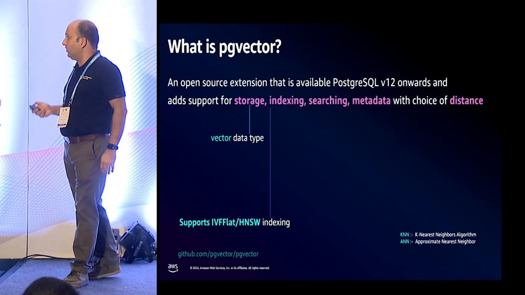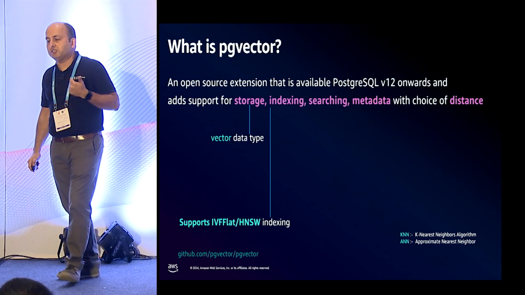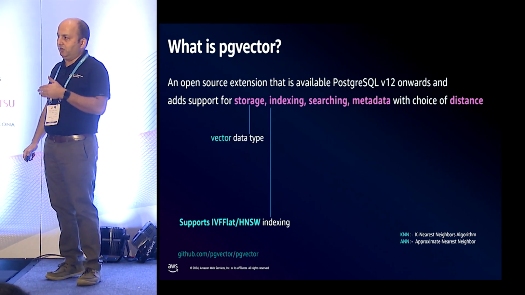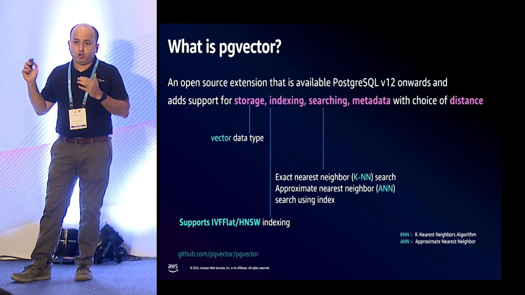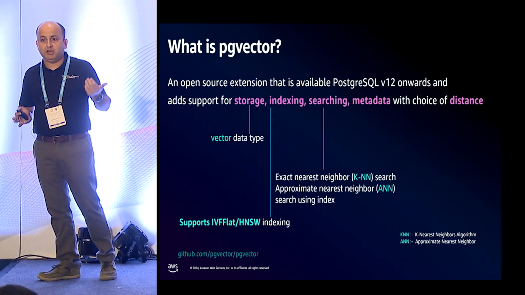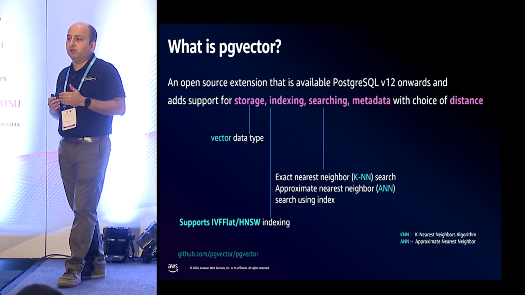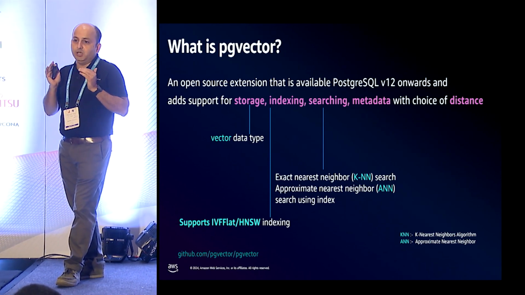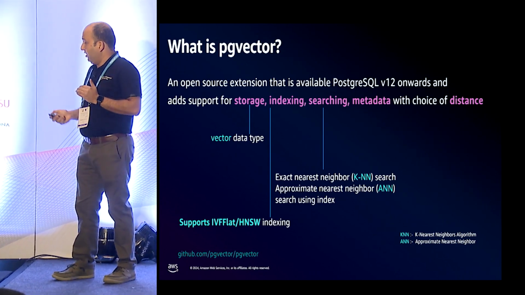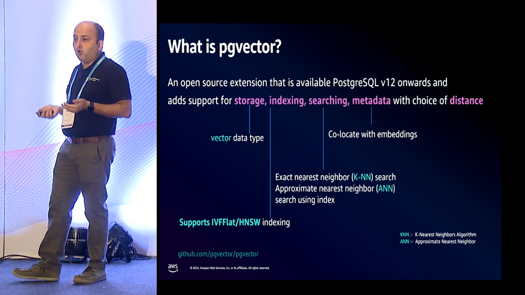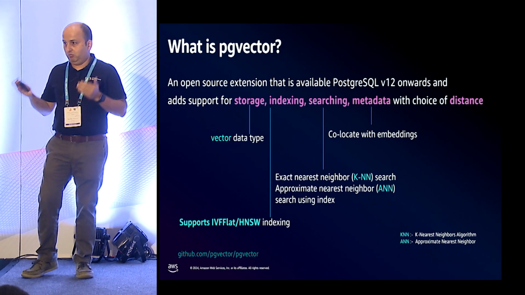Then it also gives you various indexing methodologies like IVF flat and HNSW, which we'll discuss in later slides in detail. It also gives you approximate nearest neighbor search and KNN, which Jiten just now explained. The approximate nearest neighbor option will let you check only the approximately similar vectors. And then, as I said, you can co-locate your normal RDBMS data along with your vector data. So that is what Postgres offers.